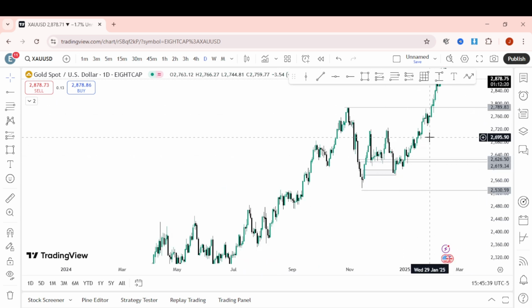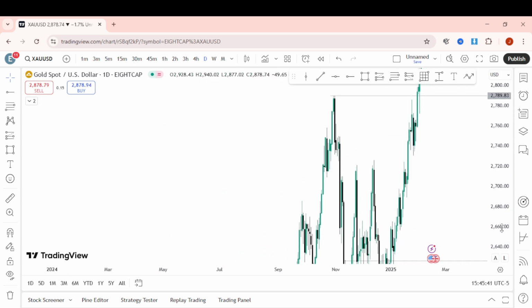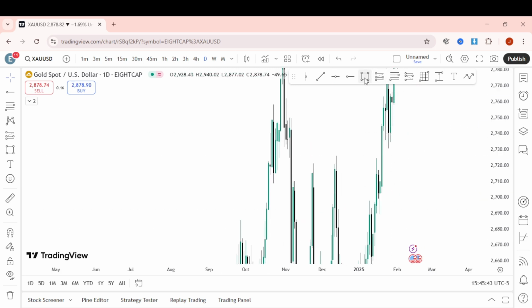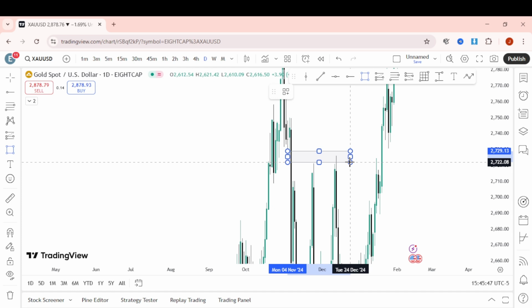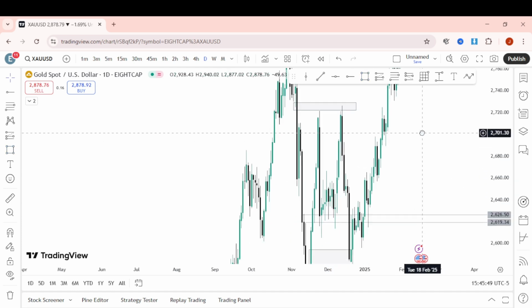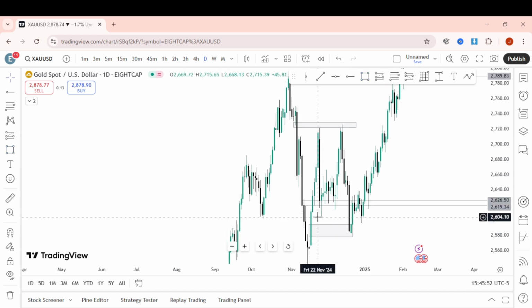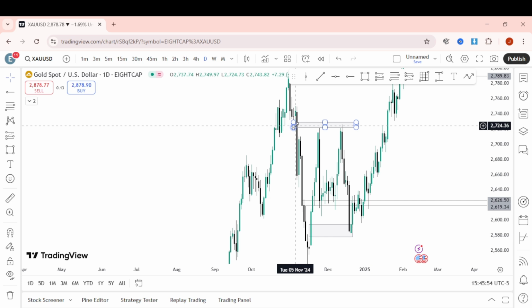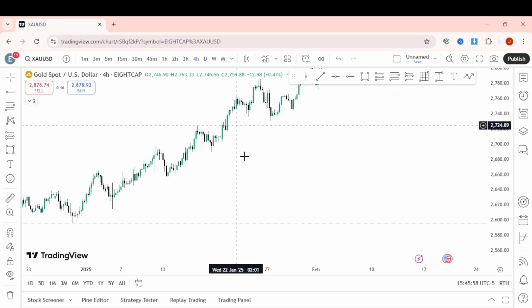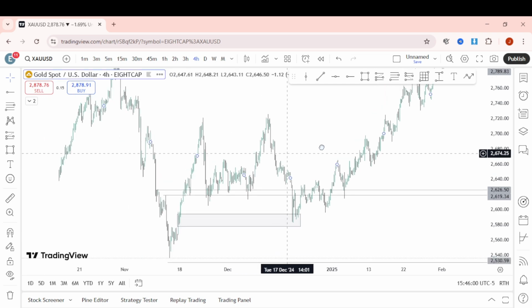So you can see on the daily time frame, price did not break any structure. So automatically this became a liquidity. Okay. So let's go back to the 4-hour time frame.